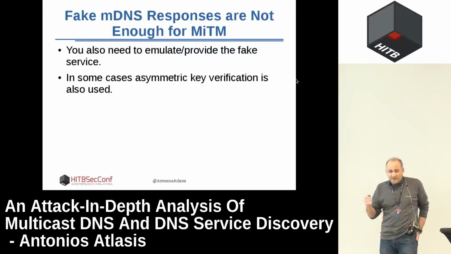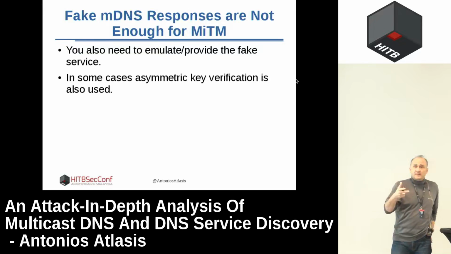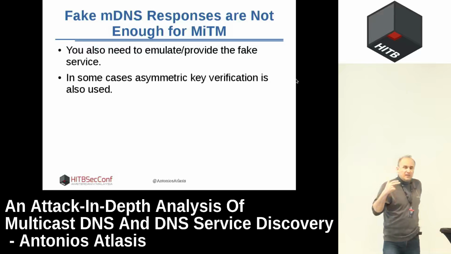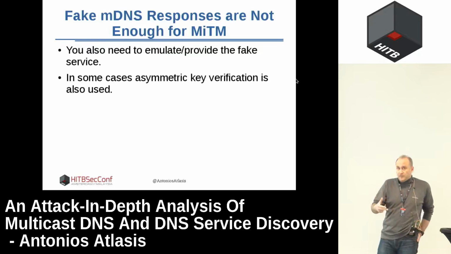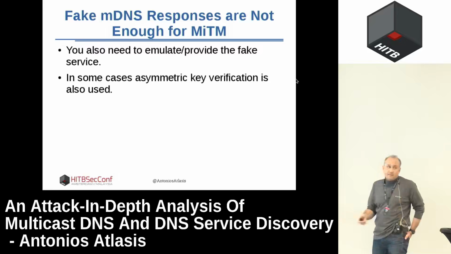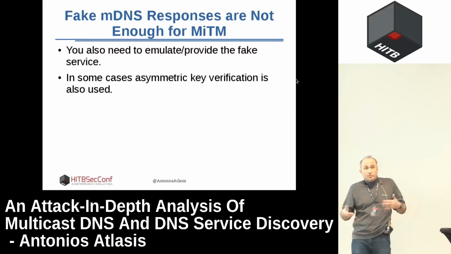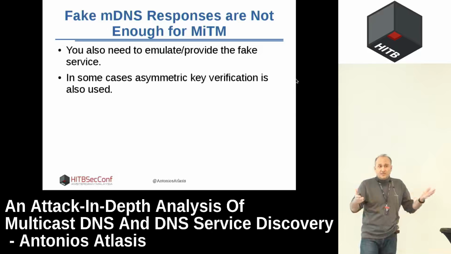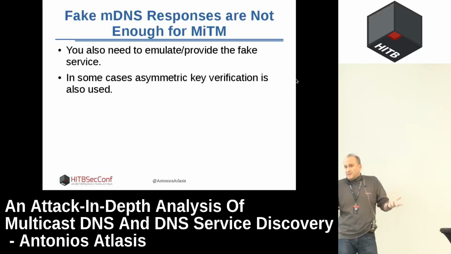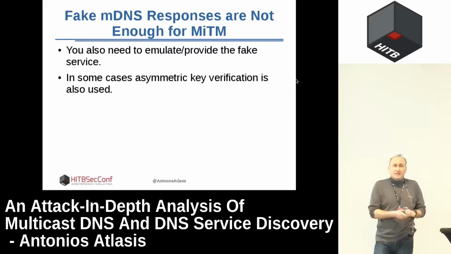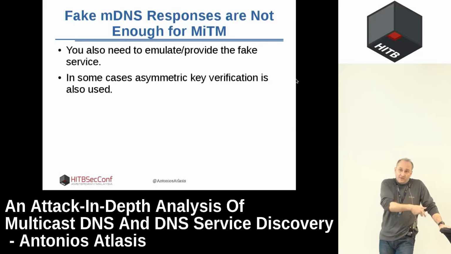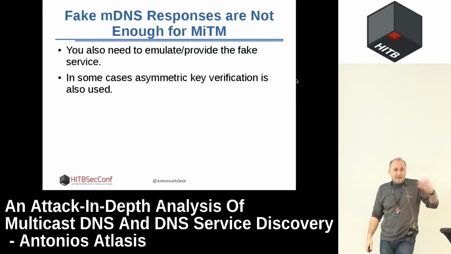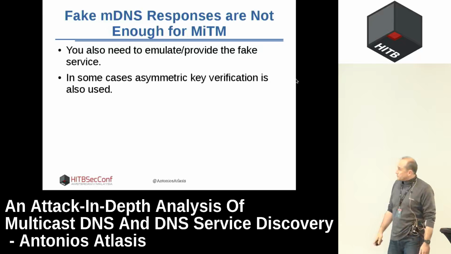Now, I must clarify that in order to perform a multicast man-in-the-middle attack, providing a fake DNS advertisement is of course only the first step. In order to perform a successful man-in-the-middle attack, you have to implement a specific service. So if you pretend that you are a printer, except from advertising that you are a printer, you have also to implement the printer functionality. If you pretend that you are an AirPlay TV, except from advertising this, you have also to implement this functionality in order to have some clients connect to you.